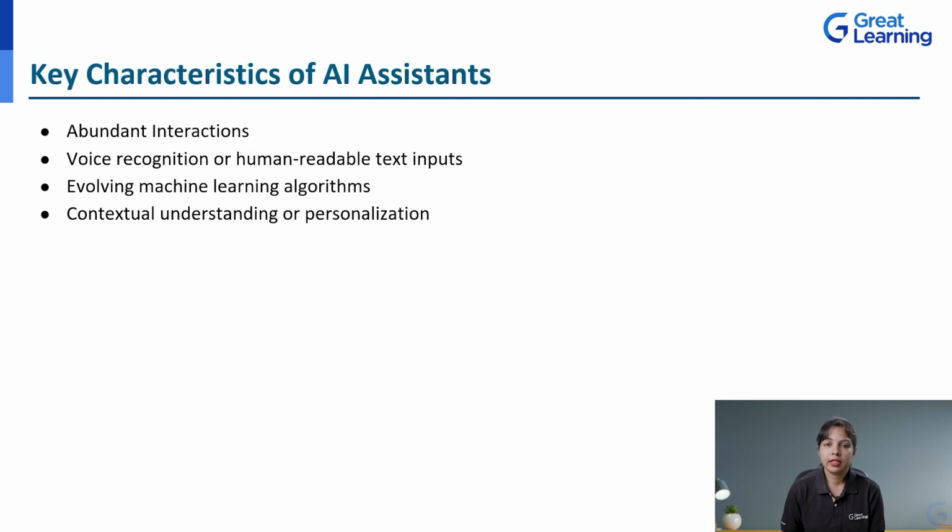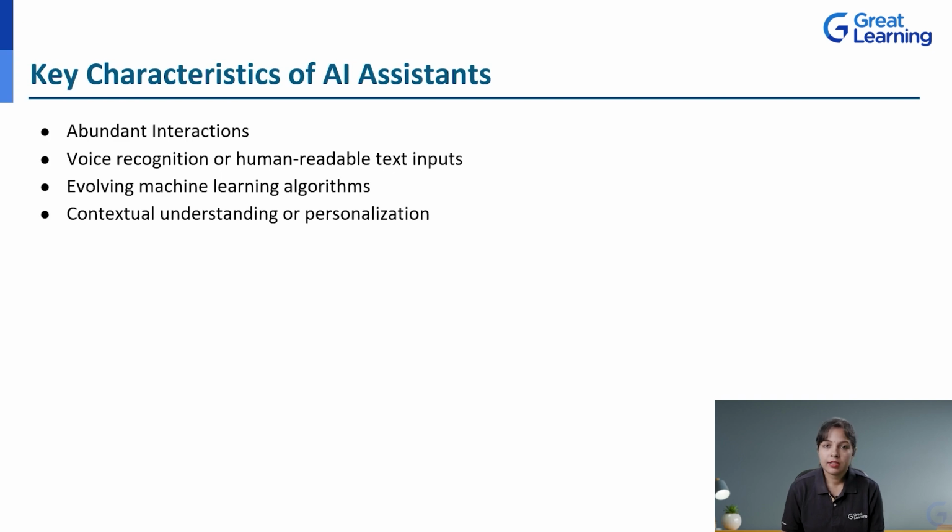When I talk about the key characteristics of AI assistants, what are those? The first one is interaction. We are able to interact with these AI tools the way you chat between two people or two friends. We use phrases like please, can you repeat this, or I didn't get you. So these kinds of statements are used, and it's very interactive.